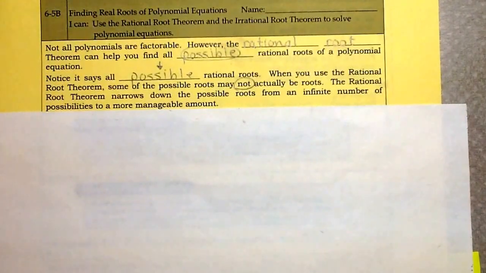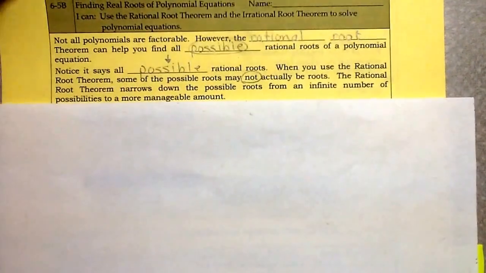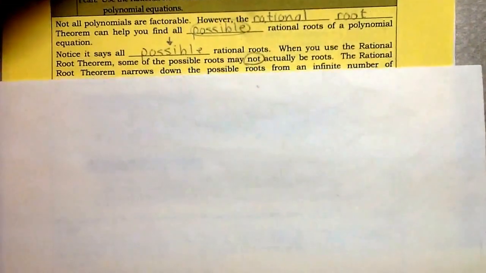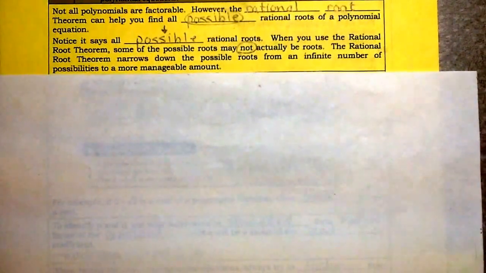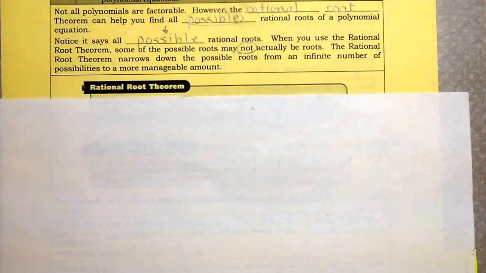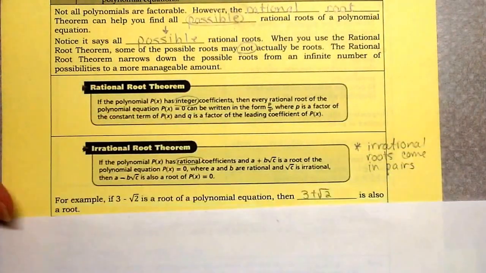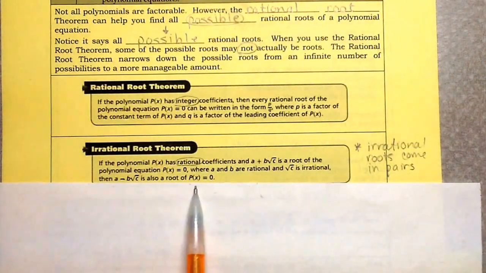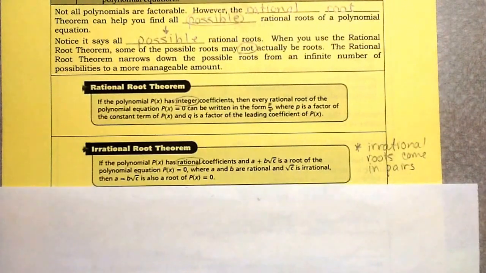If you don't use this theorem, then you would just be blindly plugging numbers into the polynomials until you find something that works, and that could take forever with certain polynomials. So this will narrow down all the possible ones, and then you'll have to test the possible ones. So you'll be using the rational root theorem and also the irrational root theorem. With irrational roots, we're going to have square roots that can't be simplified.